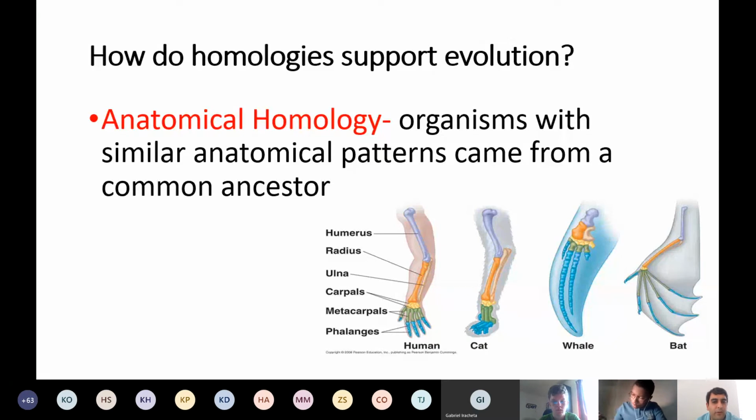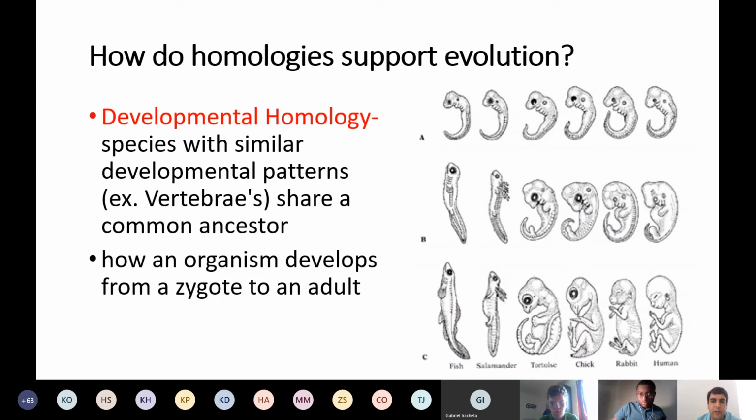So anatomical homology: organisms with similar anatomical patterns came from a common ancestor. So even though they might not be in the same environment, they all share the same bones, means they all probably share the same DNA, means they all probably share the same common ancestor. We saw this with the embryos. Everything at the beginning kind of looks very similar, even though they are very spread apart. But when we look at how the organisms are forming, it's undeniable that they share a lot of commonality.